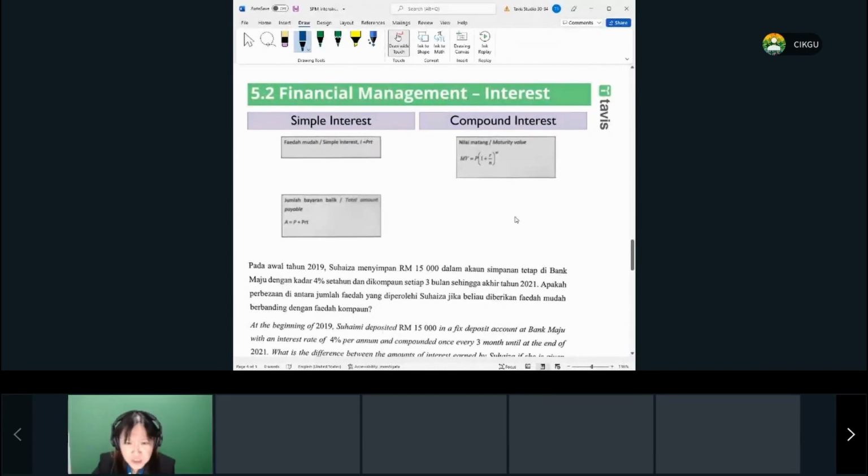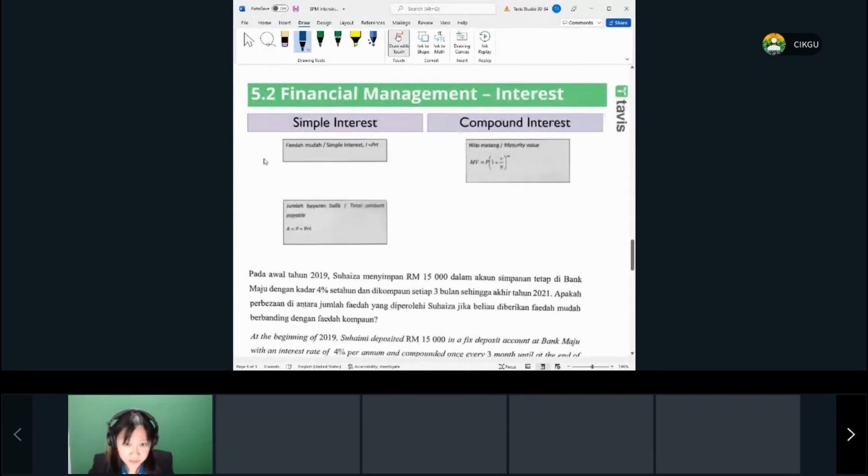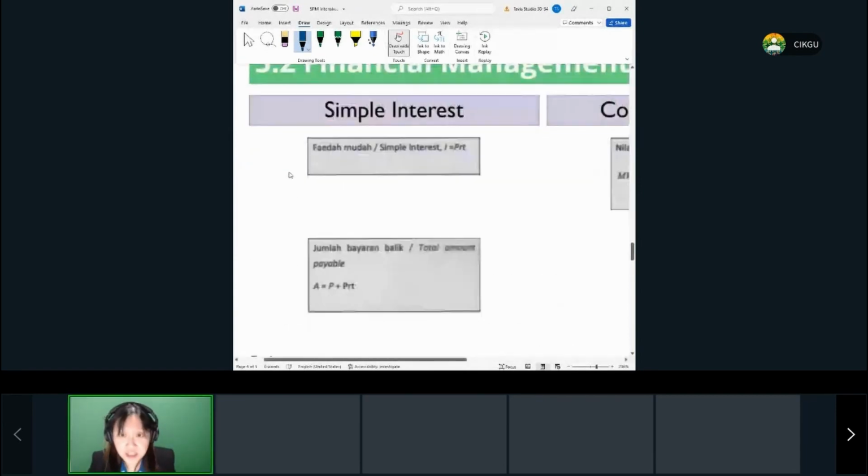Okay, so all of these formulas are given in your formula sheet. Formula given means you don't need to memorize, yes, but you need to know how to use it. So first thing first, faedah mudah, simple interest. What does all of this letter mean? Let me put it down here. This is capital letter I. The I means the total interest earned or the interest that you need to pay.